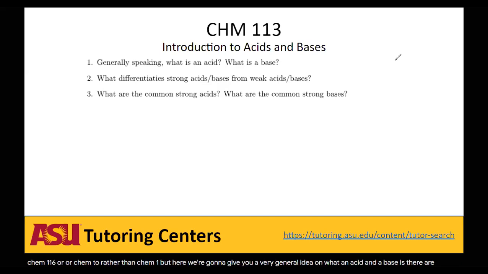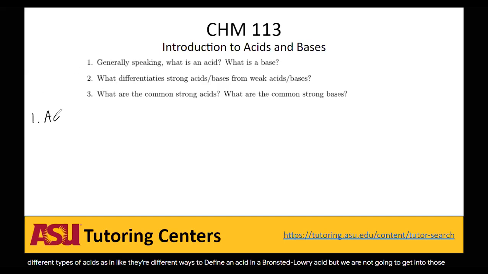There are different types of acids, as in there are different ways to define an acid. There's a Lewis acid, an Arrhenius acid, a Bronsted-Lowry acid. But we are not going to get into those specifics. Again, we're just going to give the general idea of what an acid is.